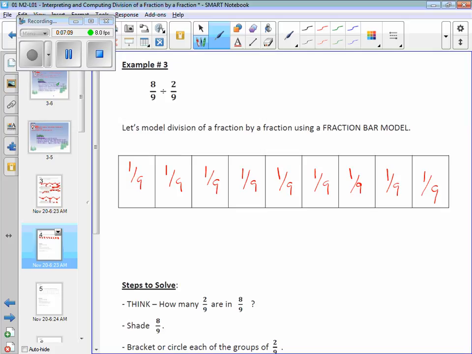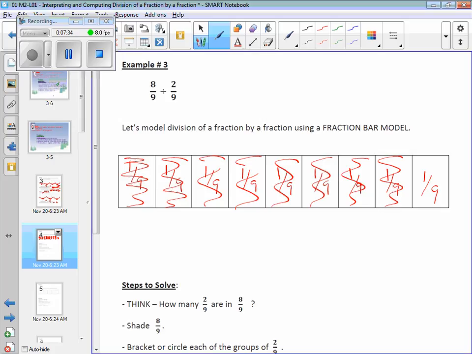I am going to model 8/9 by shading 8 out of the 9 boxes. So lightly shade 8/9. That's how we model 8/9. How come you don't have a pencil? Shade lightly.